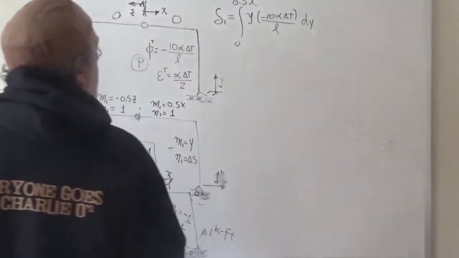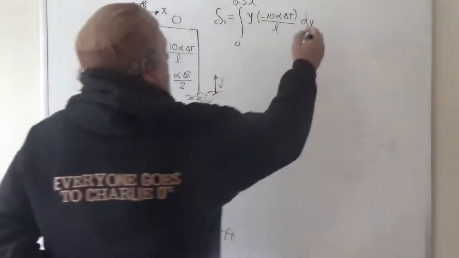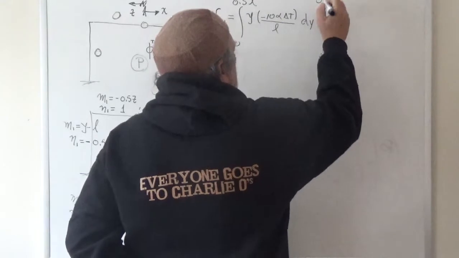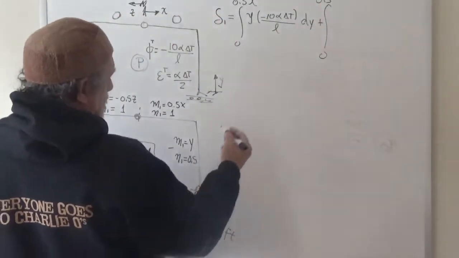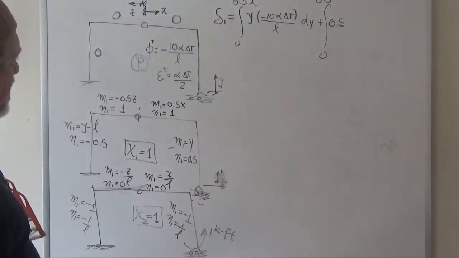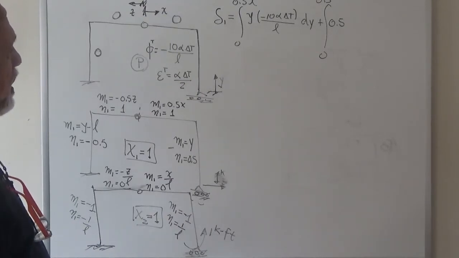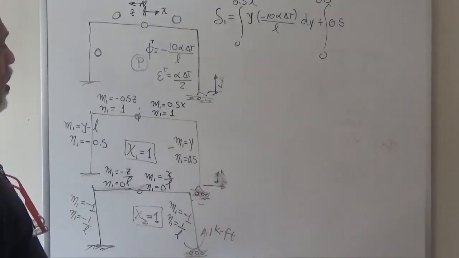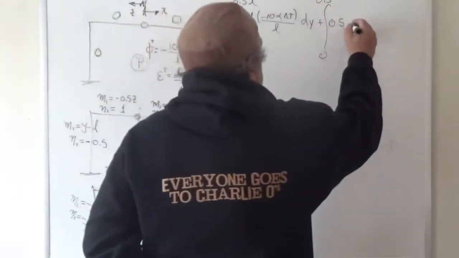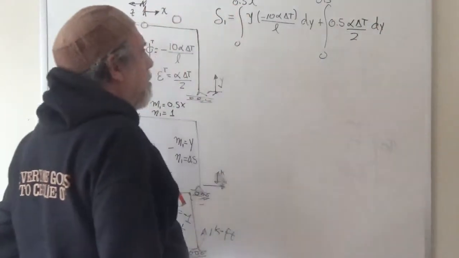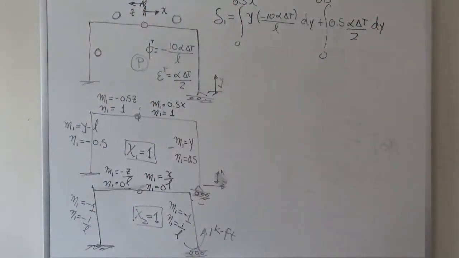So we are here. And we have then the axial effect, which is the integral from 0 to 0.5 L of N1, which is 0.5 times, I hope I didn't miss a sign, but it's N1 times epsilon due to the axial effects, which would be NP over AE if they were loads, but here they're just alpha delta T divided by 2 ds, which is dy. And it turns out that that's all there is for delta 1.